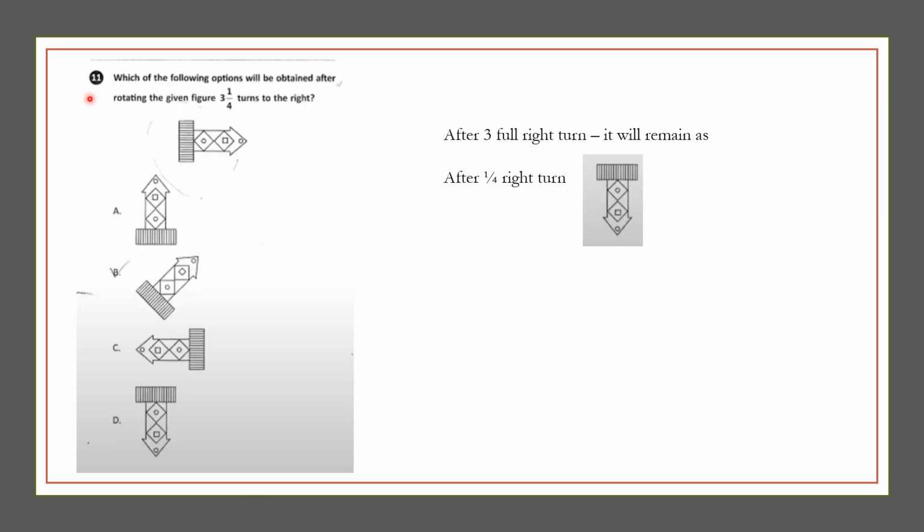Question number 11. Which of the following options will be obtained after rotating the given figure 3 1/4 turns to the right? So 3 turns means whole circles, so it will come to the same position. After one circle it will again be facing this position, after the second also, after the third also. Now a 1/4 turn is a 90-degree angle. So it will rotate to face the bottom direction. So it will be like this. So our answer is option D.